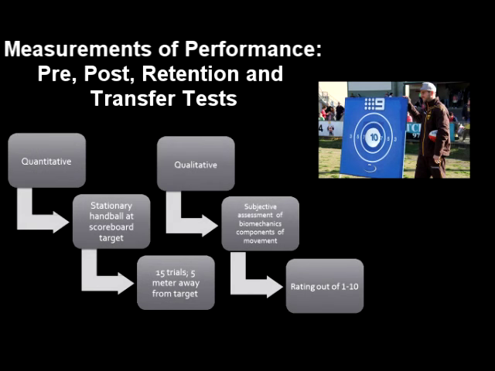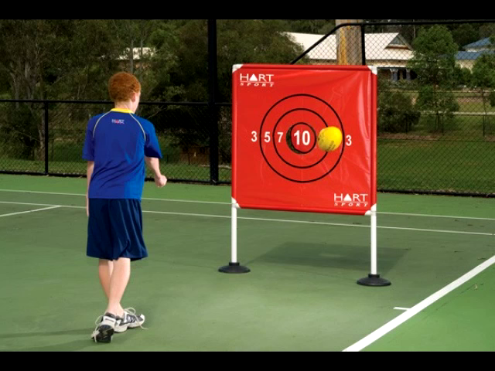When it comes to pre and post testing, we provided both qualitative and quantitative tests to assess the participant's performance. The quantitative measure will include 15 trials to a stationary target 5 meters away with scoring zones to calculate a total score. The qualitative measure will involve a subjective assessment of the components and execution of the skill regarding the key sequence actions of the movement, grading each part of the skill out of 10 for a possible 30.